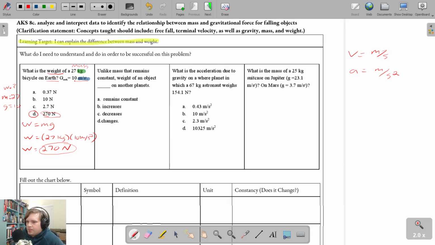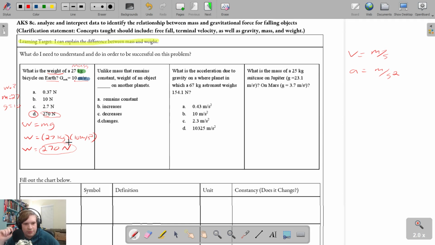Okay? Notice, I did not look at these answer choices at all until I was matching my answer to it. I didn't look here. I didn't think of 0.37. I didn't think of 10. I didn't think of 2.7. All I did was I worked it out myself as if it was a constructed response, as if it was open-ended. Do not let those answer choices confuse you when it is clearly a math problem.